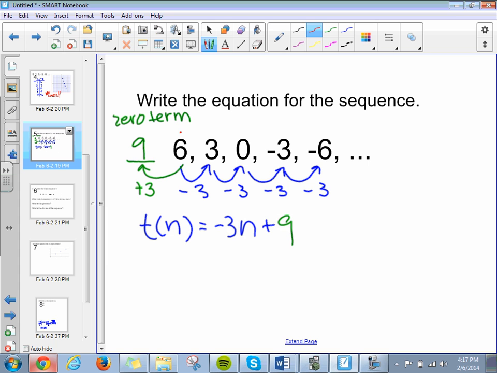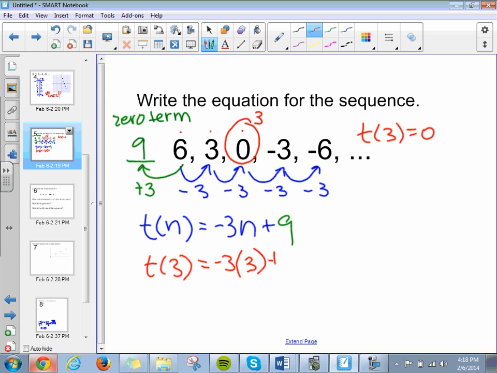If I want to find the third term in my sequence, well, 6 was my first, 3 was my second, 0 is my third. So I'm going to find the third term in the sequence to check to make sure our sequence works. So I know that t of 3 is equal to 0. So I want to find t of 3, and if it's equal to 0, then our equation is correct.